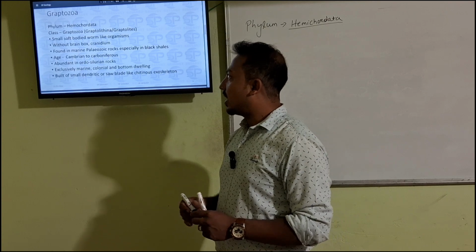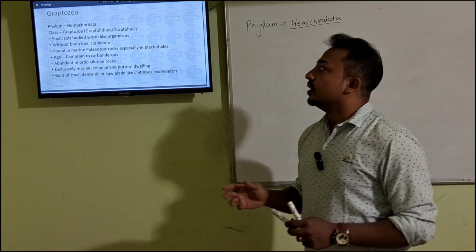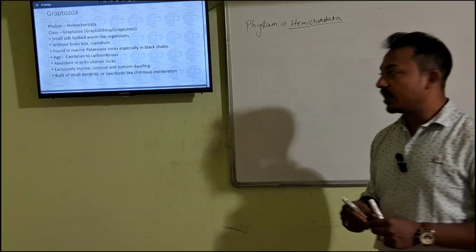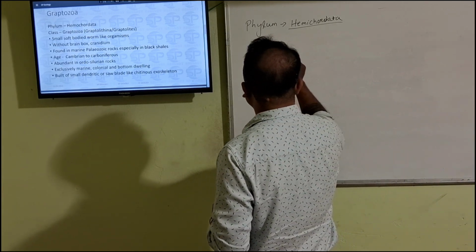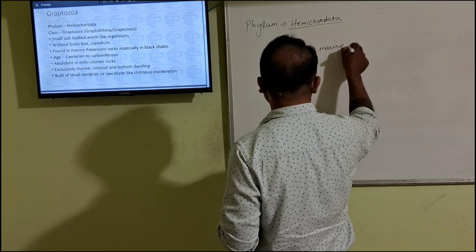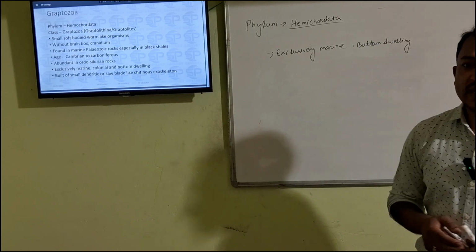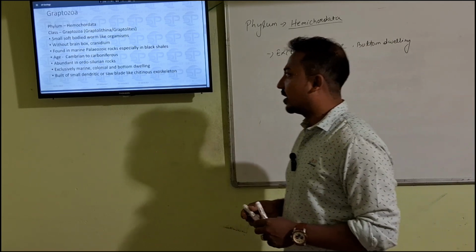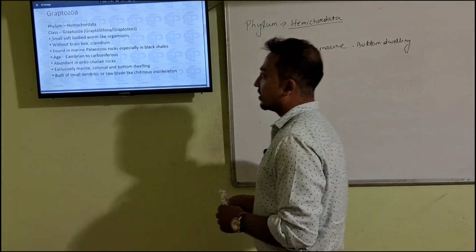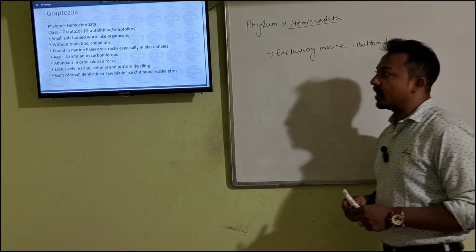This is a small soft-bodied organism, and it doesn't have any brain box. An important thing is that it is an exclusively marine, bottom dwelling animal. It is also an extinct form, found only in the Paleozoic era, from Cambrian to Carboniferous. So they are restricted to the Paleozoic era, like trilobites.